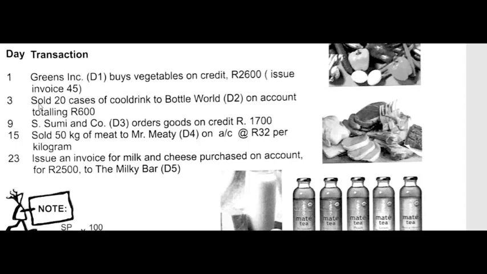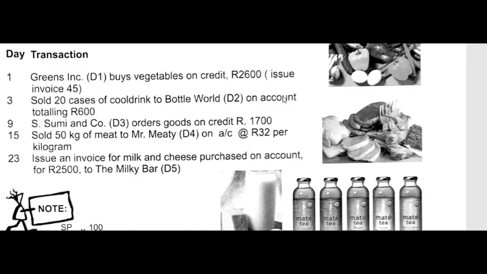Okay, then the next transaction took place on the 3rd of January 2006. It said that we sold 20 cases of cool drink to Bottle World, debtor number 2, on account. So the words on account is another indication that this means that the customer is buying from us, but they are not paying us immediately. The reason why I'm saying these things to you is because in the future, we will give you transactions that would affect the CRJ and the DJ all together. And then you would have to be able to identify when are they paying us and it goes to CRJ, and when are they buying on account and it goes to DJ.